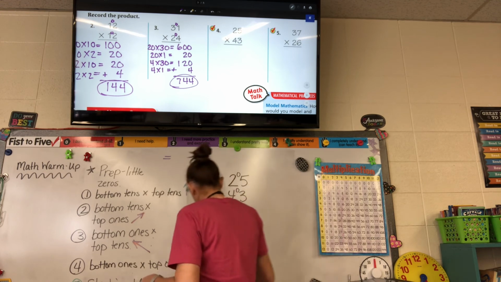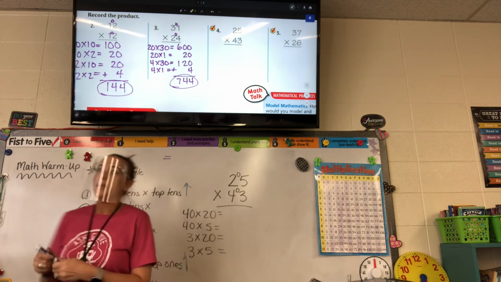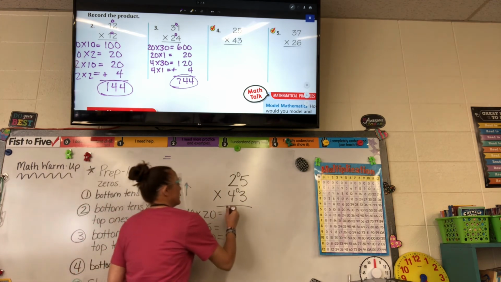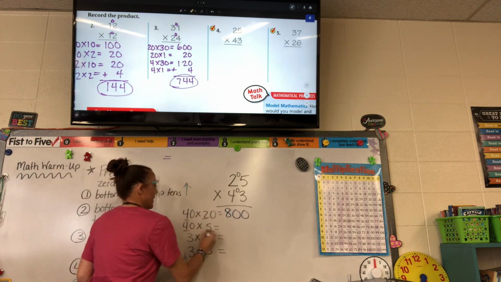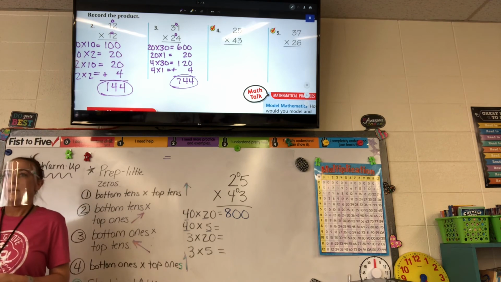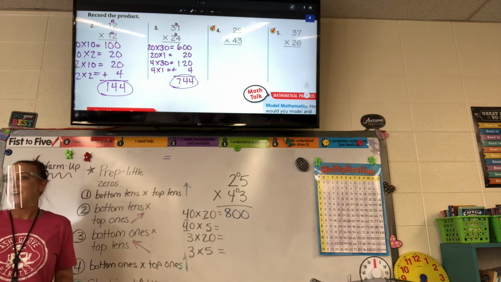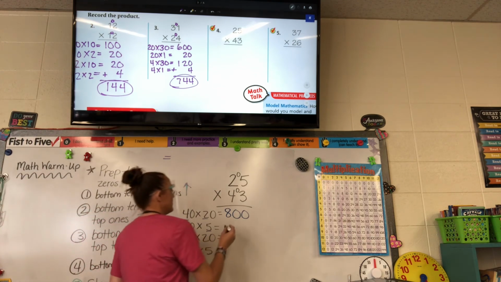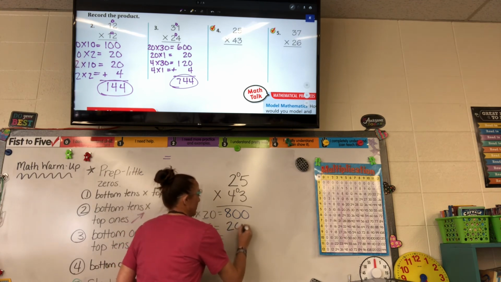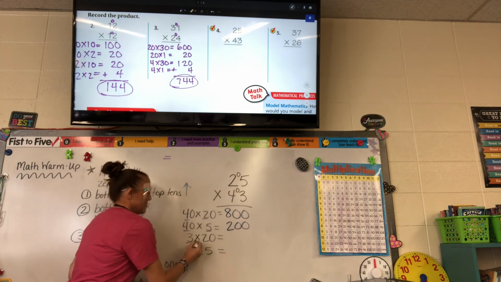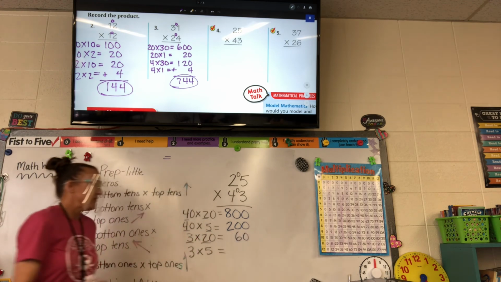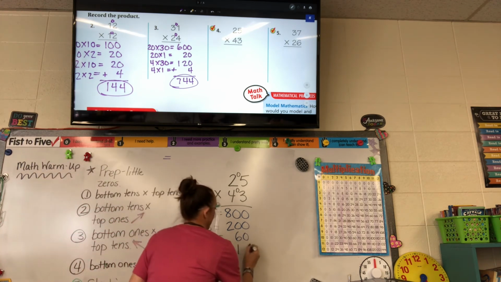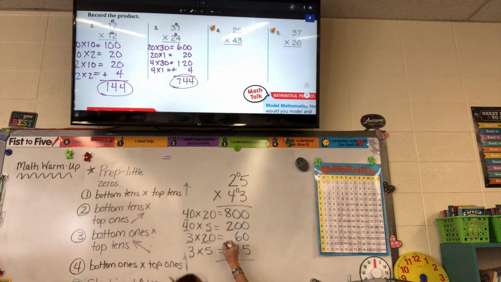So, 4 times 2 is 8 with 2 zeros behind it. 4 times 5 is 20. You guys adding. 4 times 5 is 20 with 1 zero. 3 times 2 is 6 with 1 zero. 3 times 5, 15. All right, and now we stack them and add them.